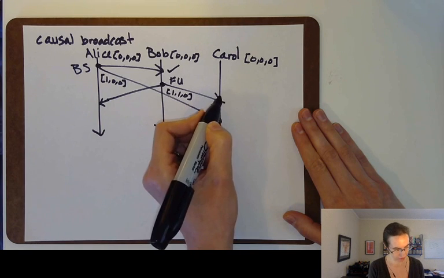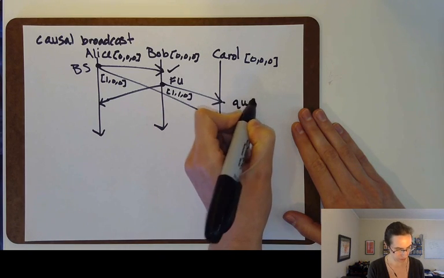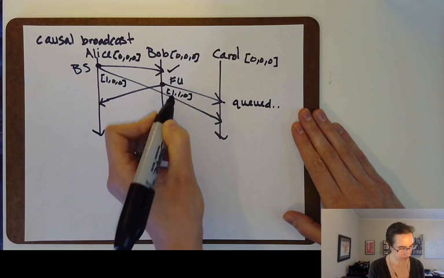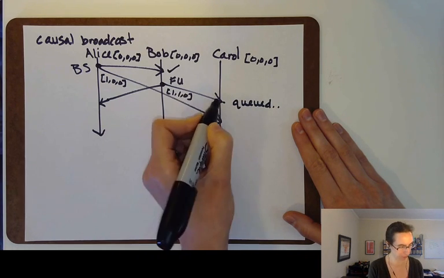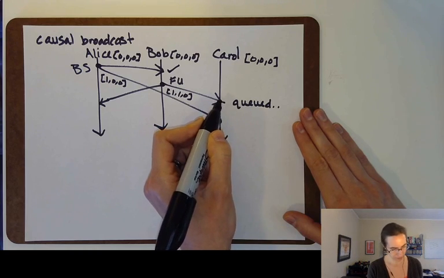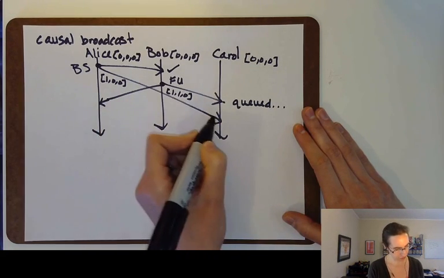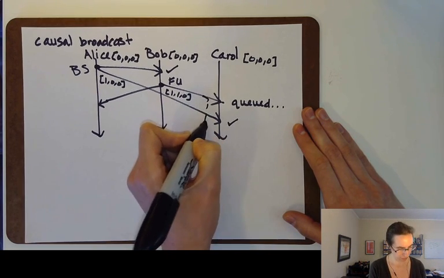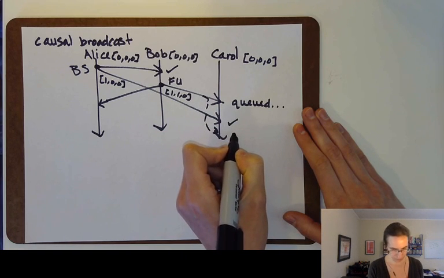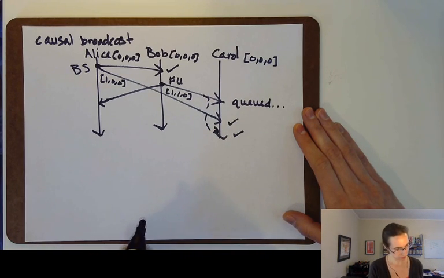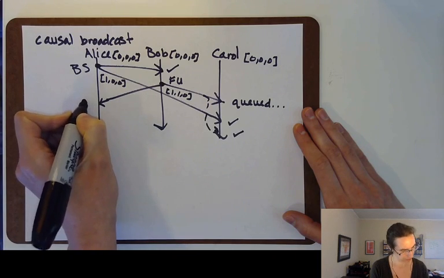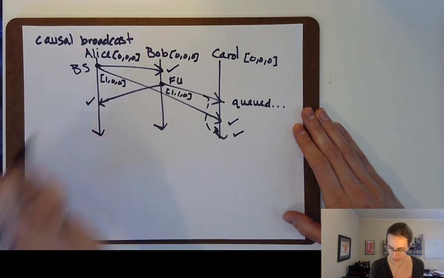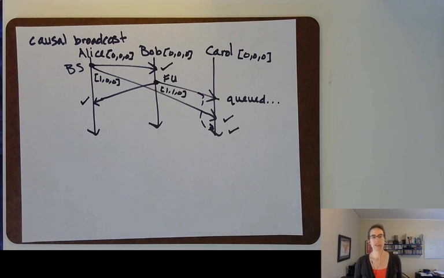This message arrives here, but then it gets queued because a message with a vector clock of 110 at this point on Carol is too big to deliver. So this message gets queued. This other message arrives with its vector clock of 100, and that one can be delivered. And at that point, this message can come out of the queue and be delivered. This one over here could be delivered right away. So that's one example, but what are the rules in general for doing this? So let's start to write that down.